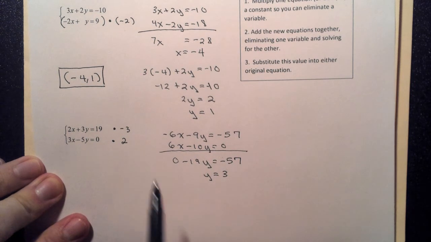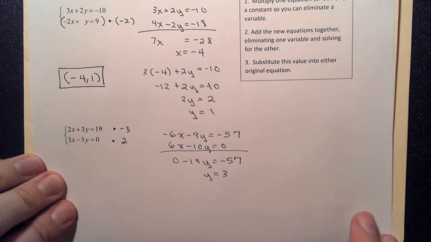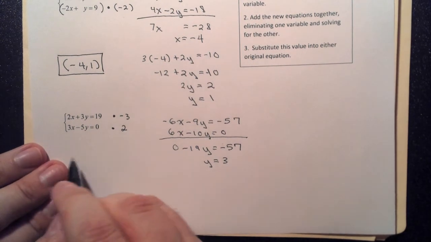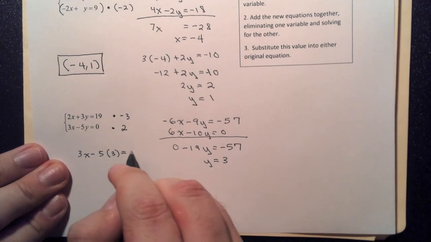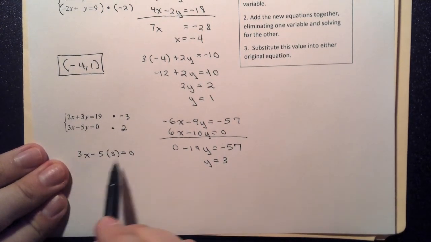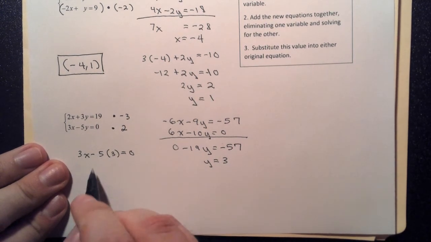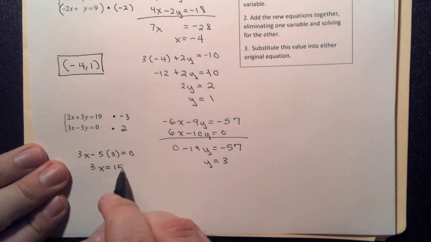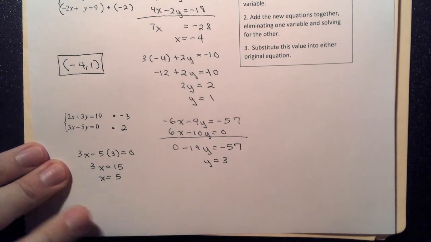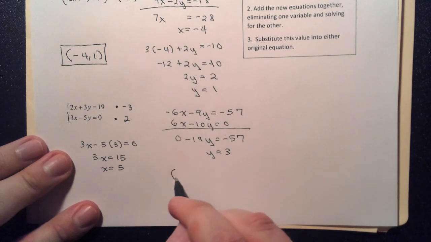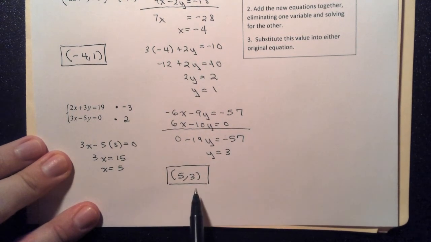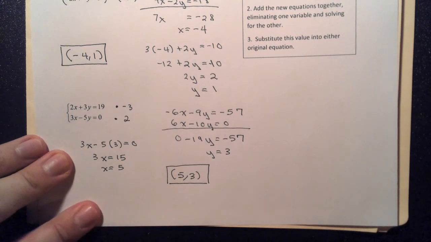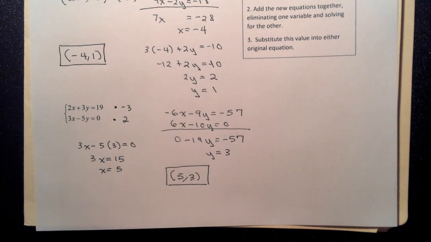Knowing that y is equal to 3, I can go to, again, either of these equations to solve for x. Doesn't matter which one. I'll go to the second equation because I think it's going to be a little bit easier. 3x minus 5 times 3 is equal to 0. That's 15. So this will mean that 3x is equal to 15, which means x is 5. So my solution is 5, 3. This is algebra, so of course I can check my answer. If I put 5, 3 into each of these equations, I will see that it does work, and that is the solution of this system.